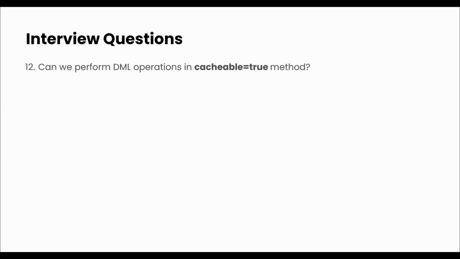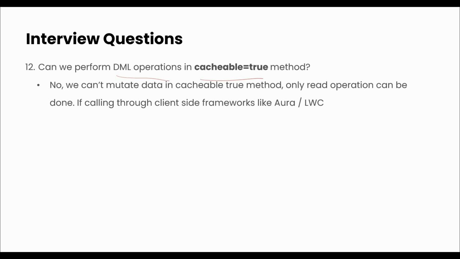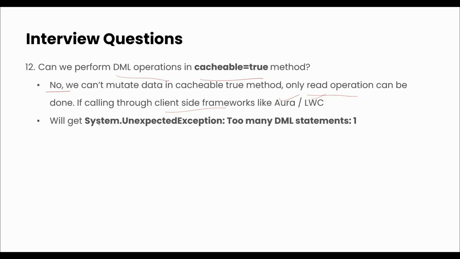Next question we have, can we perform DML operations inside a cacheable true method? The answer is no. We can't mutate data in a cacheable true method. We can perform only read operations. I mean, we can only read data from a cacheable true method if we are calling it through client-side frameworks like Aura and LWC. And if we try to perform DML operations inside a cacheable true method, then we will get a "Too many DML statements: 1" exception.